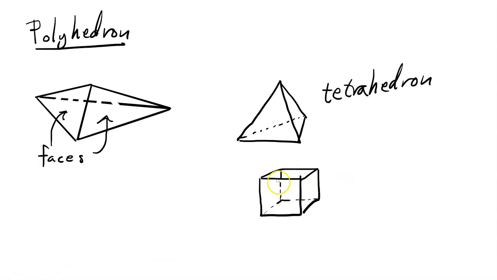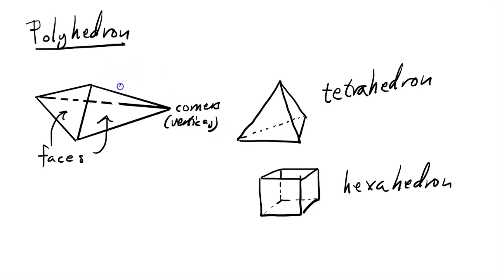But it doesn't have to be a cube. If you have 6 faces, this is called a hexahedron. The faces don't have to be squares or the same size, but the point is there are 6 faces, so we call it a hexahedron. If there are 4 faces, we call it a tetrahedron. So we have faces, corners or vertices, and edges.